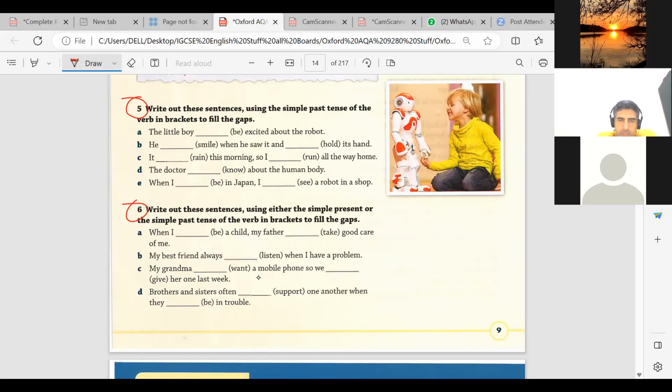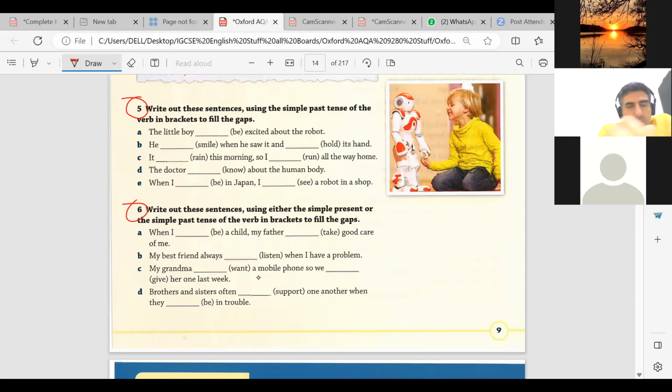I am ready. Khalid, ready? Yes. Yalla Akram, start please.